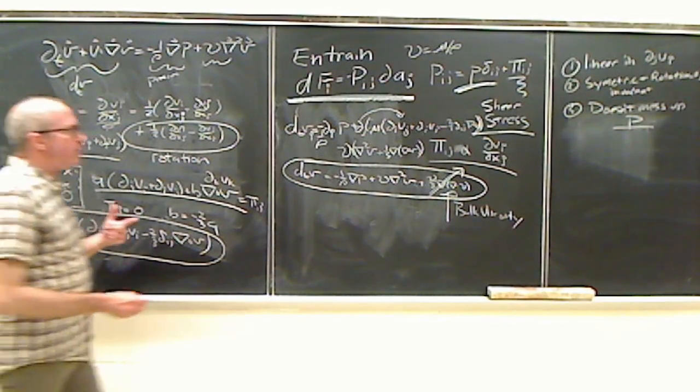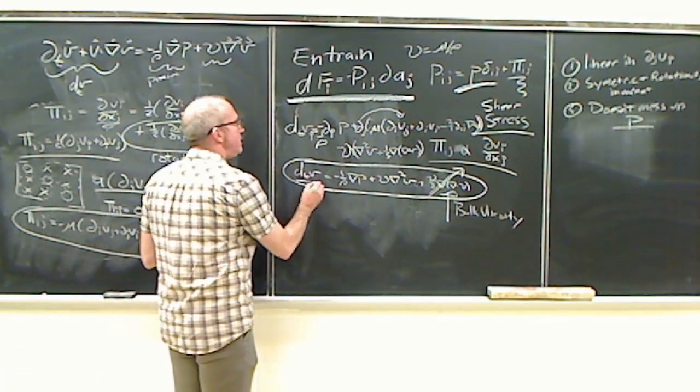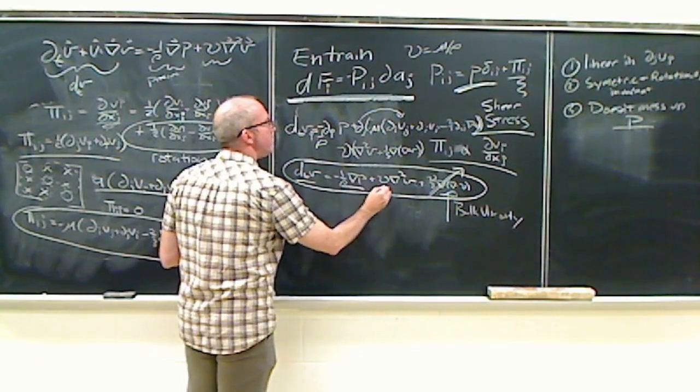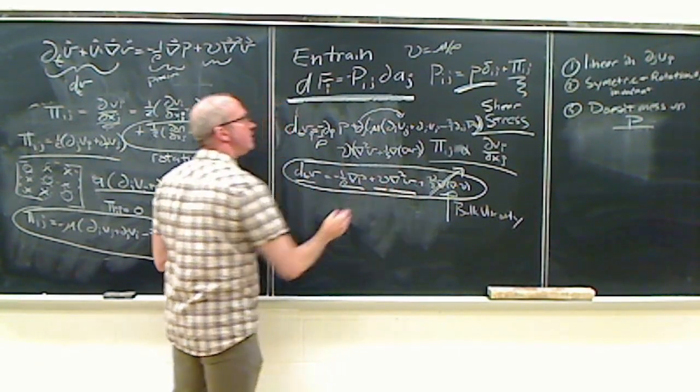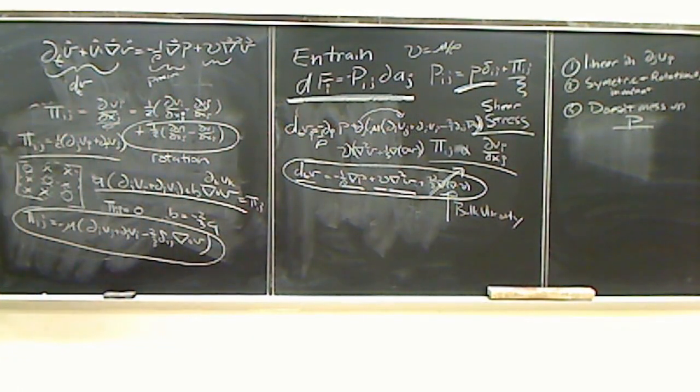So now we're left with Navier Stokes. We have dv/dt, we have the pressure gradient, and now we have our viscosity term. Are we happy with that so far? All right. Is there anything else I'm supposed to say? No.